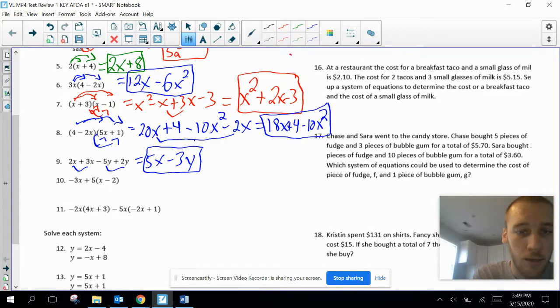All right, kind of combining some stuff. We need to distribute this. This becomes 5x minus 10. And we still got our negative 3x, and then we'll look to combine any like terms. These guys go together. So negative 3x plus 5x is 2x. We just got our minus 10.